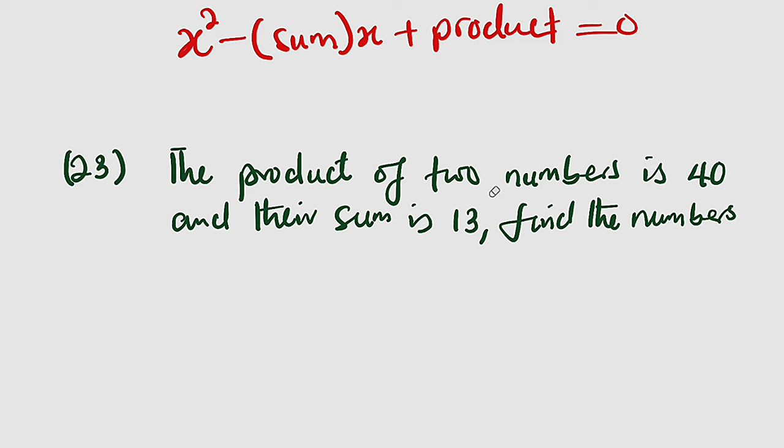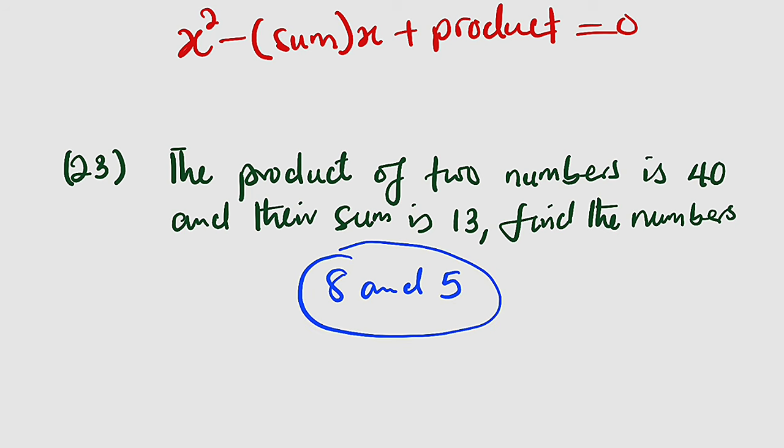Since we are talking about product, two numbers you can multiply together to get 40, and once you add them together, you get 13. You definitely know that the two numbers must be what? 8 and 5. 8 and 5. And hence, this is said to be the solution to this problem.